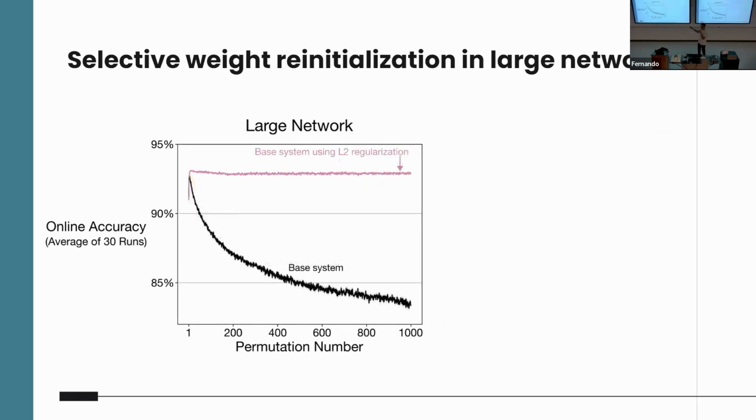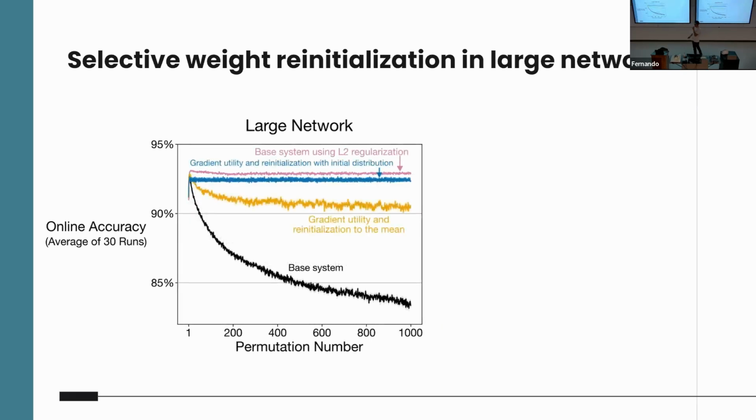So let's go back to this plot and let's look at gradient utility. So now it doesn't look as bad. We can see that these two are different reinitialization functions. We can see that reinitializing with the initial distribution actually maintains plasticity, whereas reinitializing to the mean improves performance at the beginning, but it loses plasticity over time.